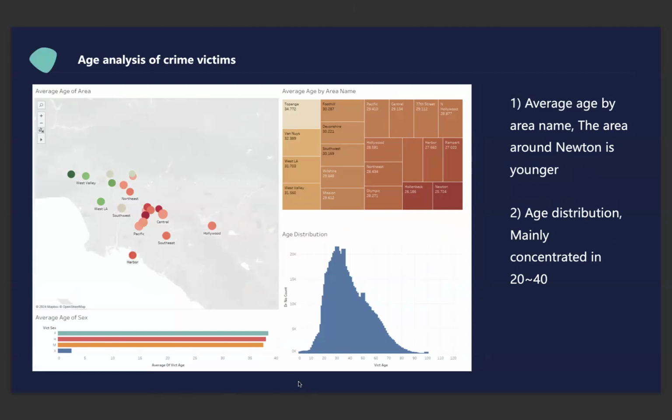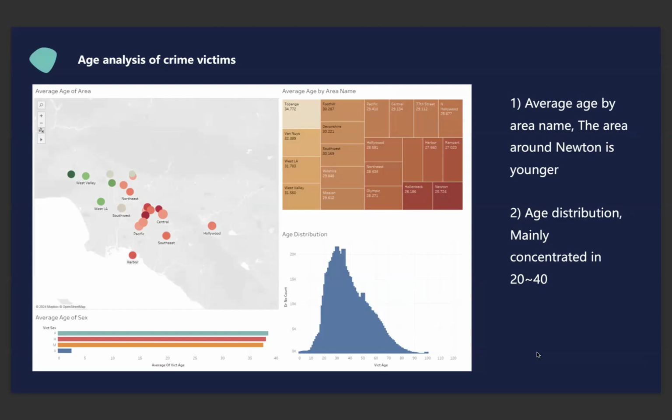And our second dashboard focuses on analyzing and displaying the relationship between the age of victims and various factors. This provides valuable insights that can help identify patterns and potentially guide preventative measures. Firstly, let's look at the map, which displays the average age of victims in different areas. Areas with a younger average age are highlighted in red.